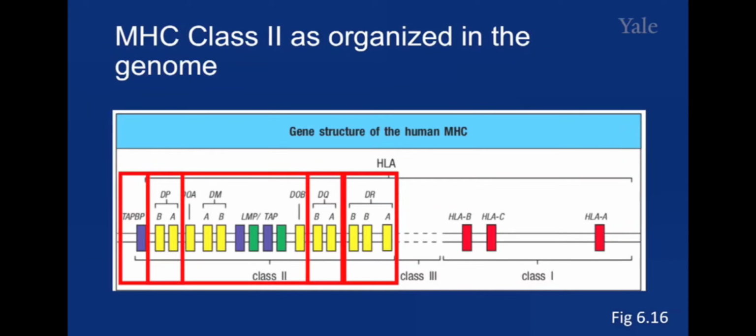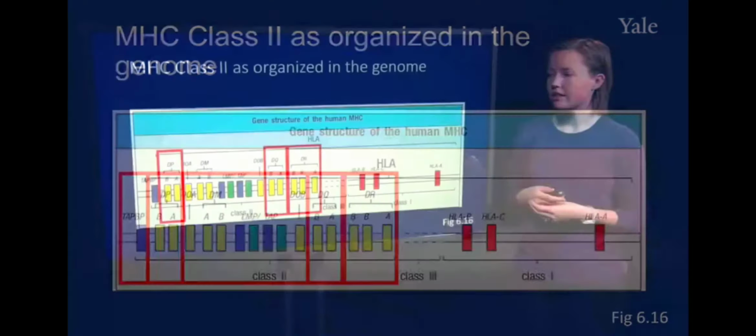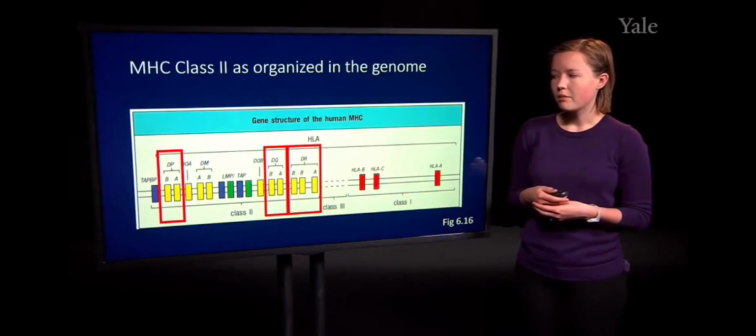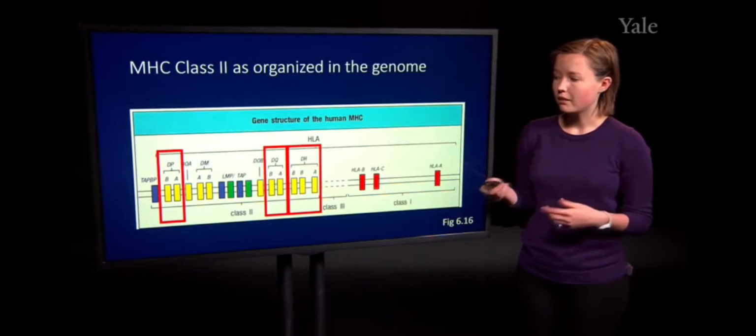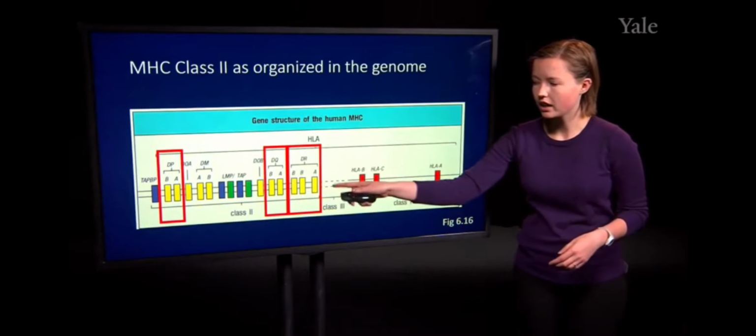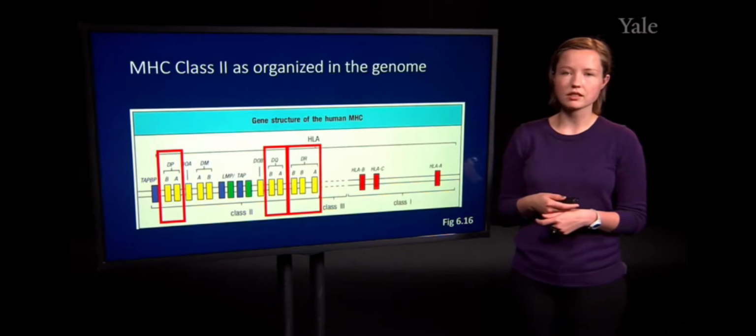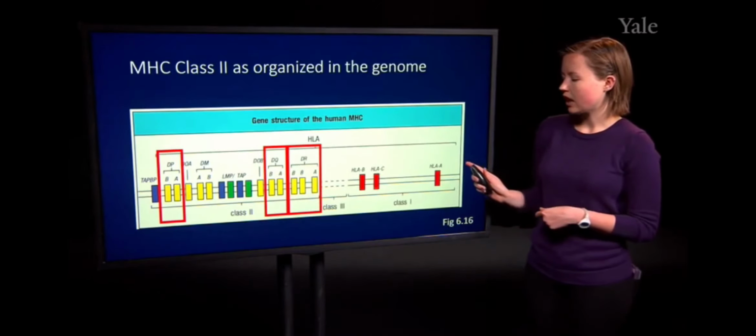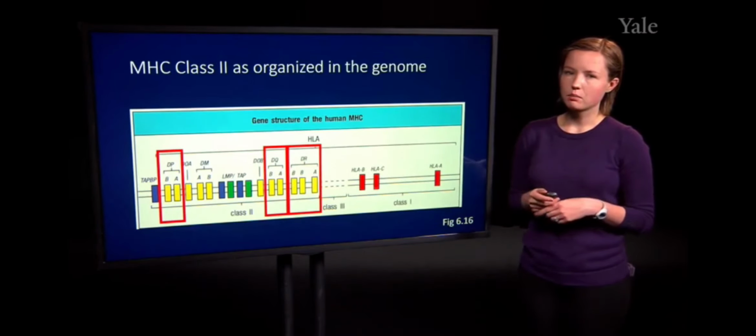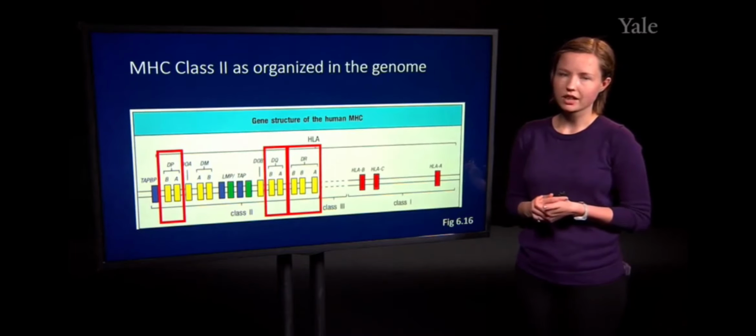And something else you can notice that's different in the gene structure of MHC class 2 as compared to MHC class 1 is that there's a beta and alpha chain for each of these alleles, whereas for class 1 we just have that alpha chain because that's the one that's forming the peptide binding groove in the case of MHC class 1.